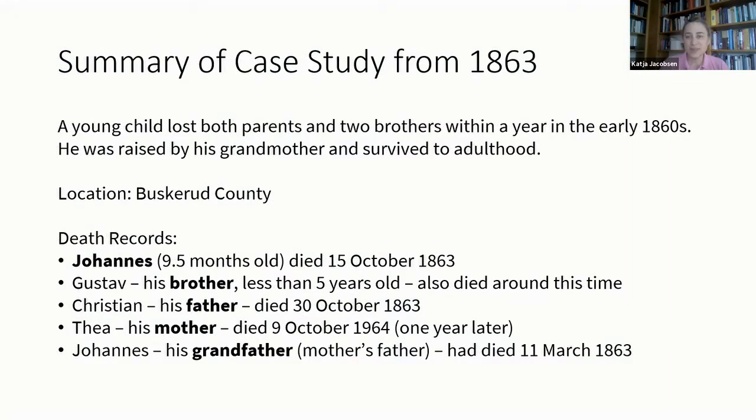So looking at those PPTs, that person, place, time again, we have death records from this family. So Johannes, October 15, 1863. He has a brother who's younger than 5 years old named Gustav, who also died somewhere that season. And the father died within 2 weeks of Johannes. A year later, the mother dies, and also his grandfather, his maternal grandpa, had died in March of 1863.